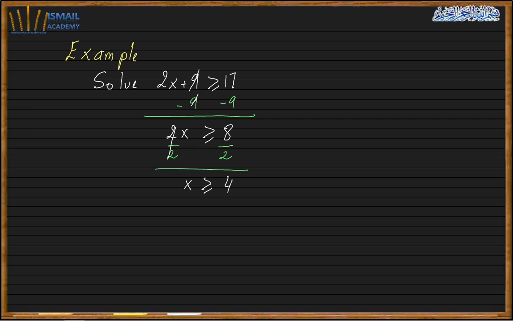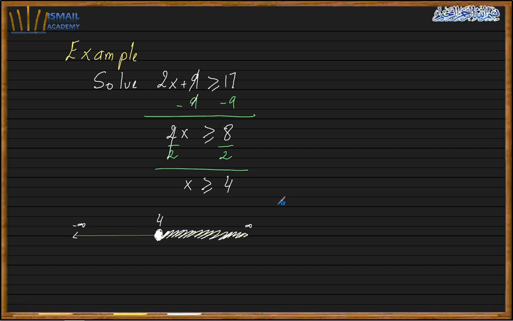In my number line, I'll find the location of 4. So this is equal, so I'm going to fill the circle. This is minus infinity, this is infinity. So x is greater than, always read from the variable, x greater than 4. Greater than 4 is on the right side of 4. I shade the right side.